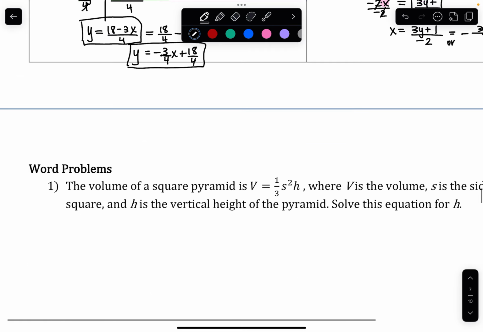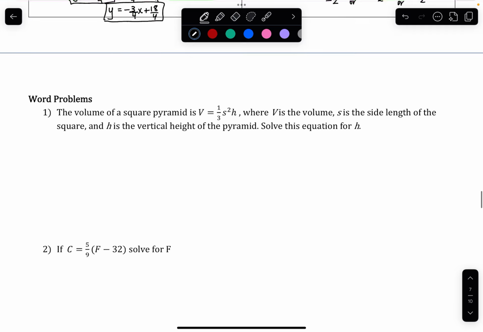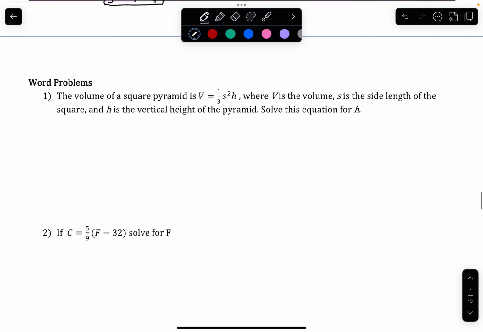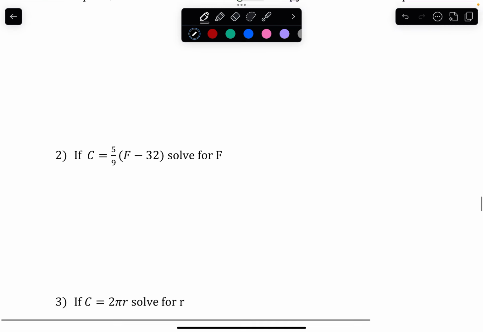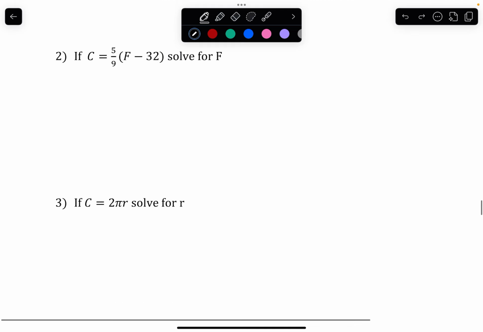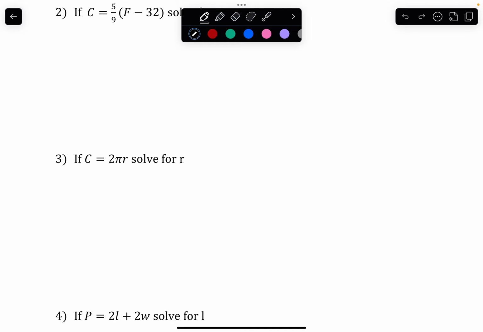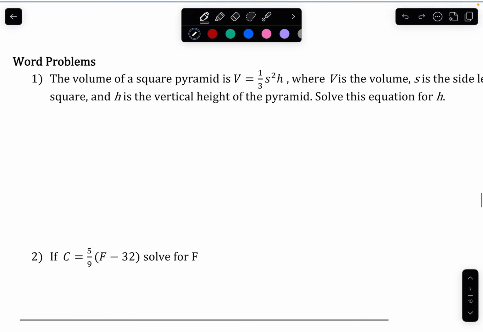Okay, and so now let's look at some applications of when we would use a literal equation. One example is in geometry with the volume formula. Another is converting between Celsius and Fahrenheit. I don't know how to spell Fahrenheit, so I'm just going to leave that off. And then this is circumference of a circle, I believe. And then this is perimeter.